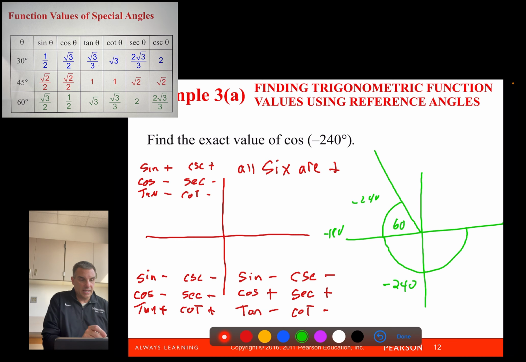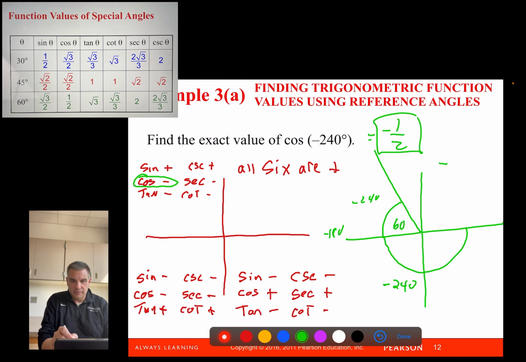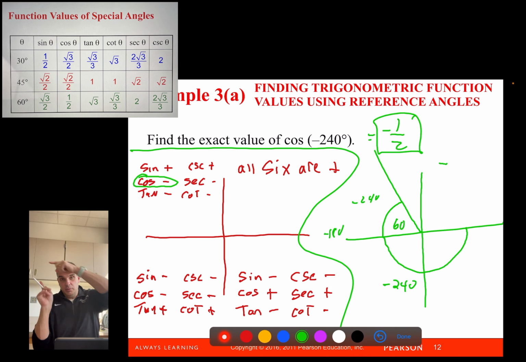So if we look at our table over here, the cosine is negative. If we look at our table, it says the cosine of 60 is 1/2. So we know the answer to this is going to equal negative 1/2. And you're done. You've got to have this down, and you've got to have this table near you.